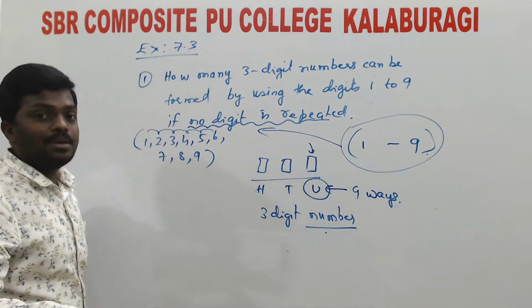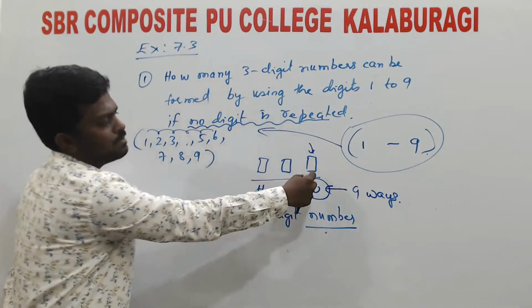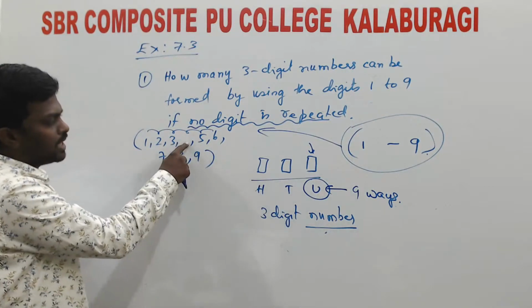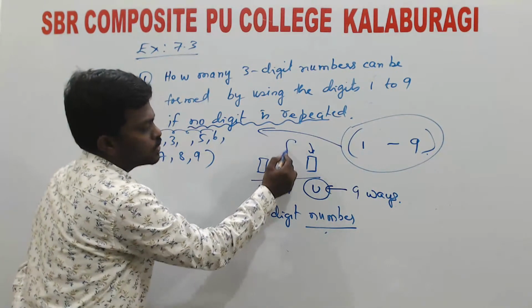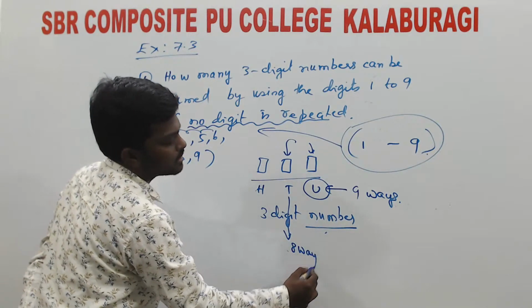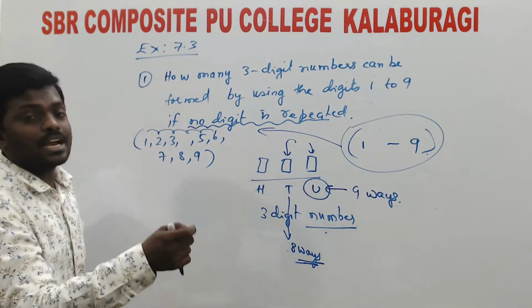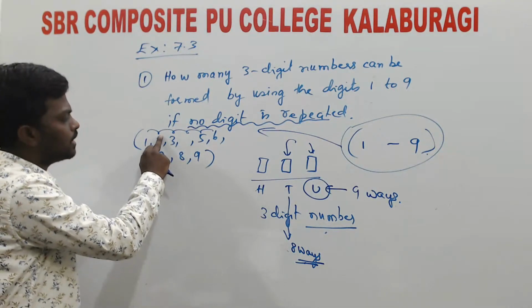Now no digit can be repeated, meaning among these 9, one has been inputted here. So it will be reduced now. How many are we left with? 8, right? So the tens place can be filled in how many ways? 8 ways. The condition here is that no digit is repeated, right?